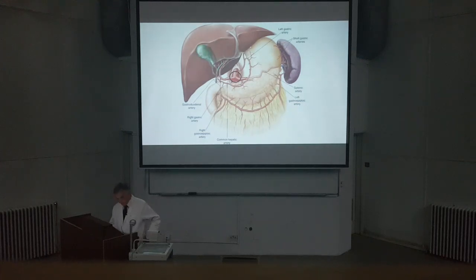Blood supply of the stomach is mainly coming from the celiac trunk that gives the left gastric artery. Common hepatic will give the right gastric artery. The gastroduodenal gives right gastroepiploic, and splenic will give left gastroepiploic and short gastric arteries or short arteries.